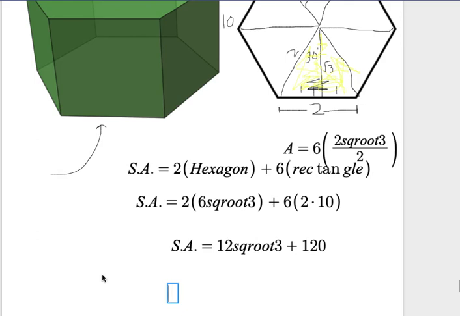Now, if I had a calculator, I could go ahead and do that. I could do 12 times the square root of 3, which would be 20.78. And then I could add that to the 120, which is going to get me 140.78. So I could then write it as 140.78.